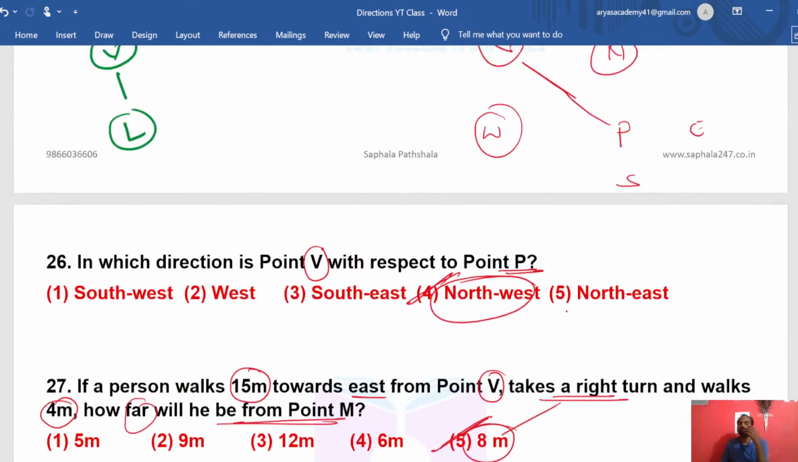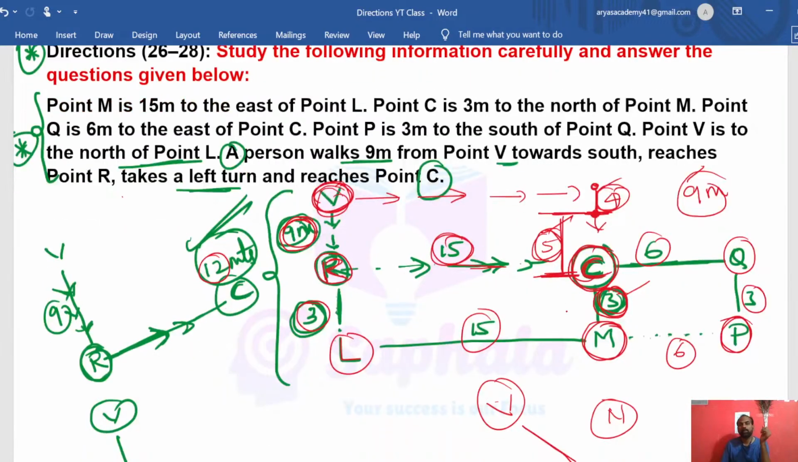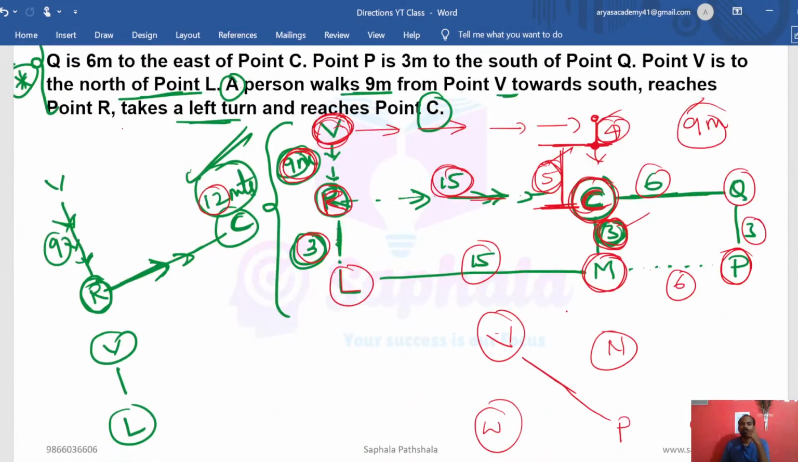It is 8, not 9. The gap is 9. They have very clearly mentioned that after turning right, I have to go for 4. Out of 9, if 4 is gone, I will be left with 5. And from C to reach M, the distance is 3. 5 plus 3 is 8.